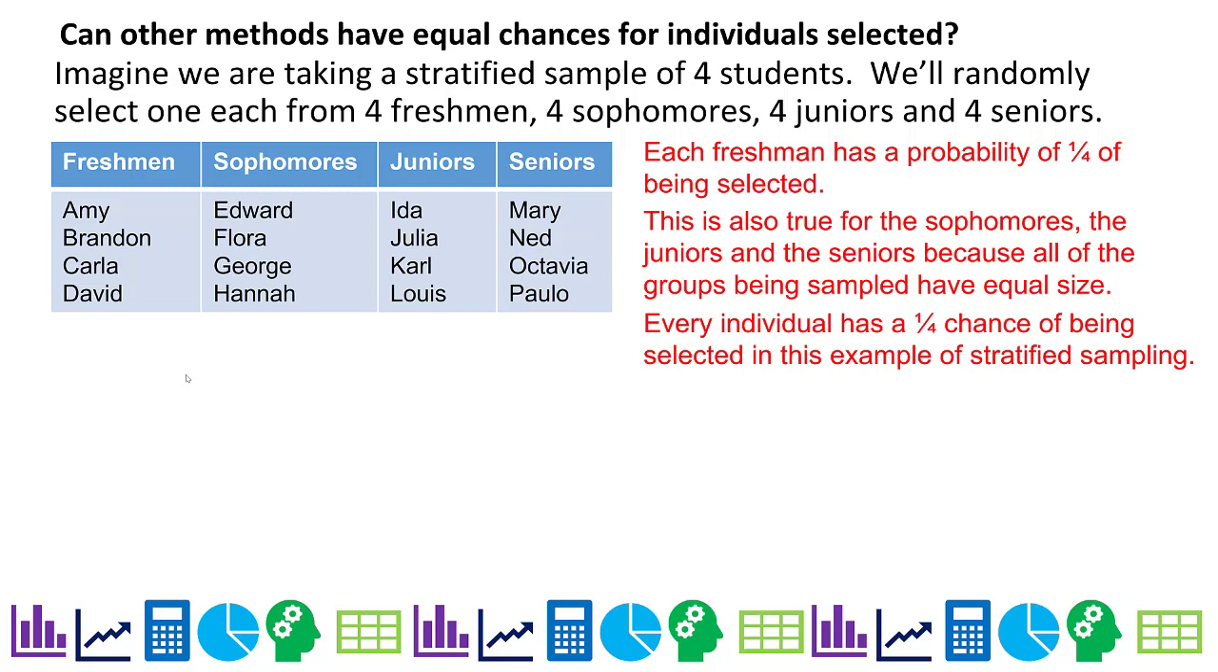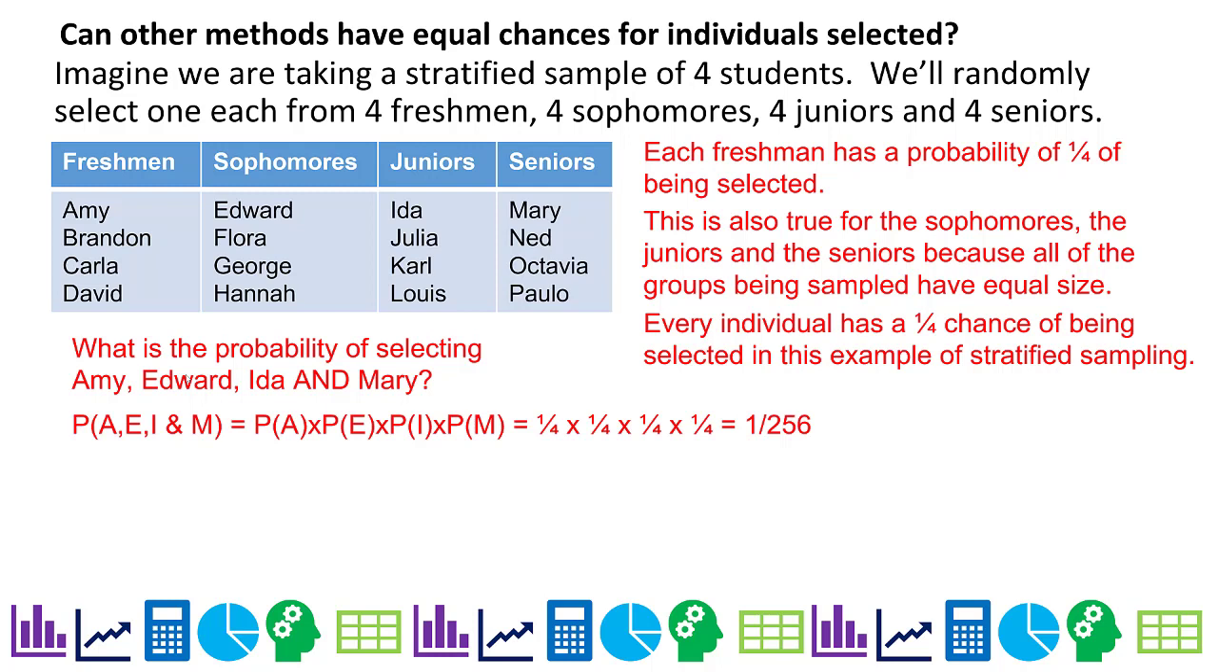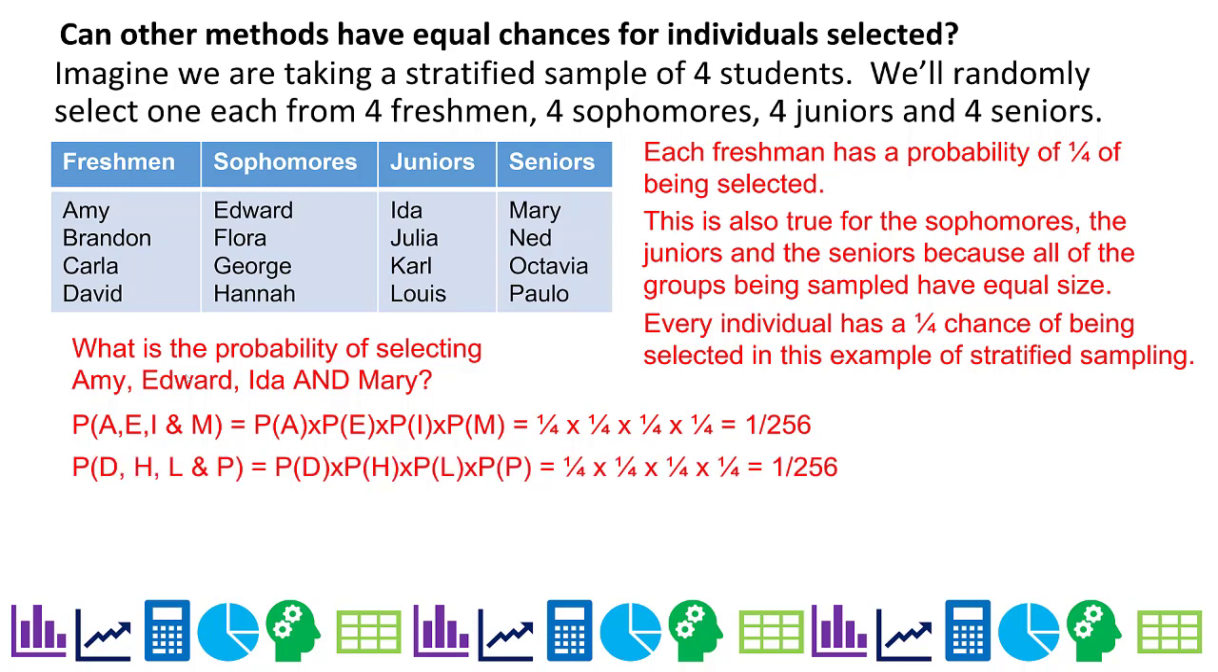So now let's go to groups, all right? So what is the probability of selecting Amy, Edward, Ida, and Mary? Well, probability for Amy is 1/4, and Edward is 1/4, and Ida is 1/4, and Mary is 1/4. So I would multiply all those out, and I get 1/256. What if I did David, Hannah, Luis, and Paulo? Well, guess what? It's also 1/256. And you're probably going, hey, same probabilities, both are size 4.